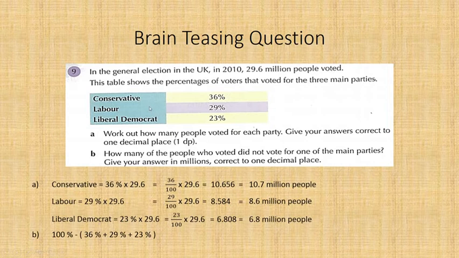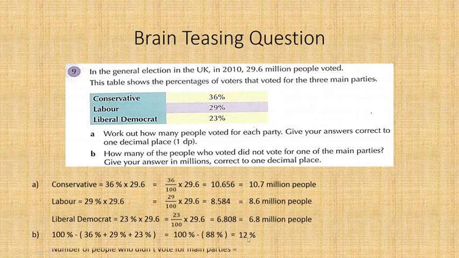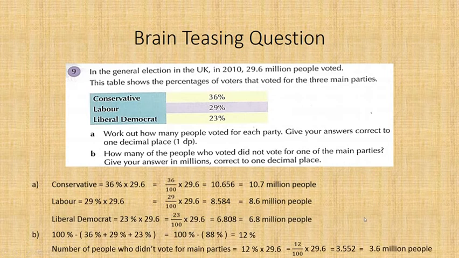To know the rest who didn't vote for the main parties, I have to subtract 36 plus 29 plus 23% from 100%, because the total is 100%. So 100% minus 88% equals 12%. To get the number of people who didn't vote for the three main parties, I multiply 12% times the total number of people who voted, 29.6. So 12 over 100 times 29.6 equals 3.552. But take care, we need to correct to one decimal place, so it's 3.6 million people. Okay, this is for the brain teasing question.